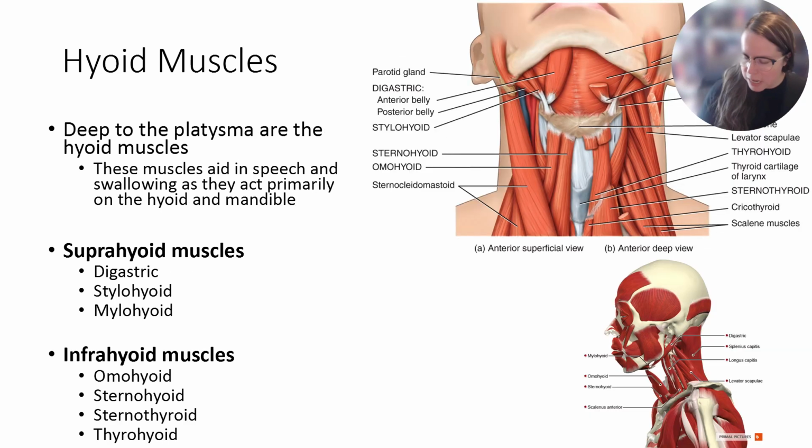Now again, if we take off the platysma, this is what you're going to see. Here's the big sternocleidomastoid, and then a whole bunch of other muscles. These are a group of muscles that we call the hyoid muscles because they're going to attach to the hyoid bone. Now, their main job is going to be to either elevate or depress the hyoid. Some might also work on the mandible or the thyroid cartilage of your larynx.